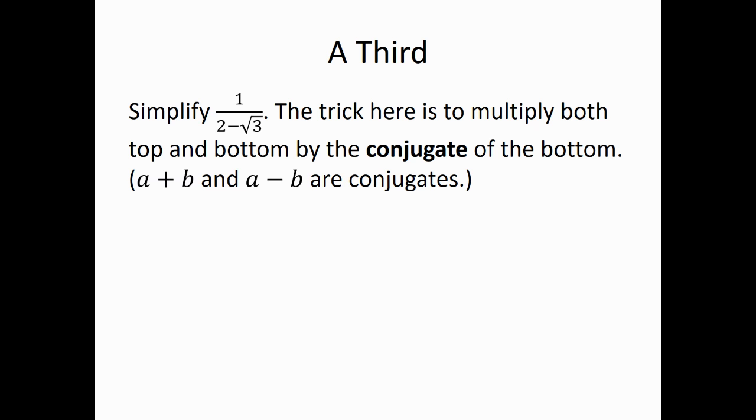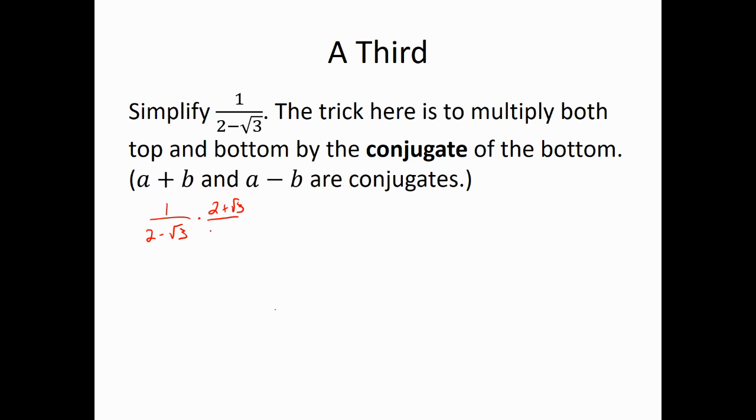And the way that you handle that when you have a radical as a term is you multiply both top and bottom by the conjugate of the bottom. And what I mean by conjugate is this, is you simply, well, you have either addition or subtraction of two terms and you flip the sign. So the conjugate of a plus b is a minus b, and the conjugate of a minus b is a plus b. So here we go. Let us multiply both top and bottom by the conjugate of 2 minus root 3, which is 2 plus root 3.